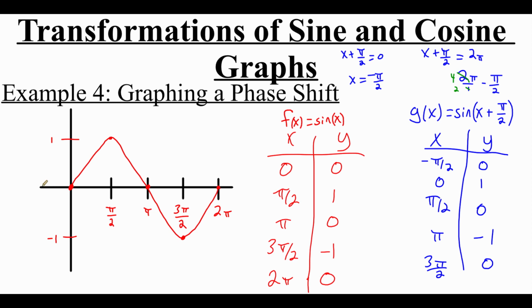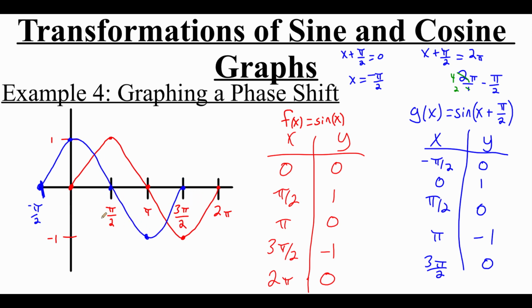So I'm going to have to extend my graph left just a little bit, so I'm going to add one extra line over here, and that's going to be my negative pi over 2. So at negative pi over 2, I'm at 0. At 0, I'm up at 1. At pi over 2, I'm down at 0. At pi, I'm down at negative 1. And at 3 pi over 2, I'm back at 0. So now I can connect all of these dots with my line to get my nice sine wave.